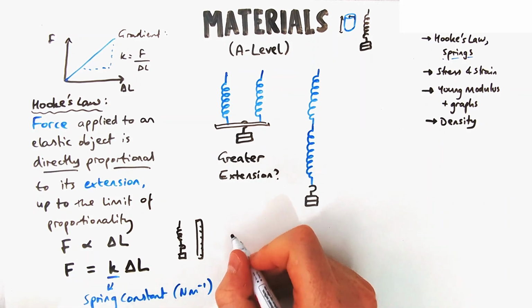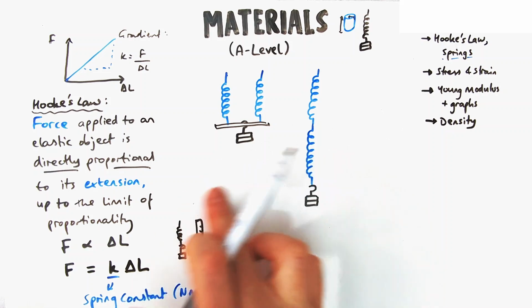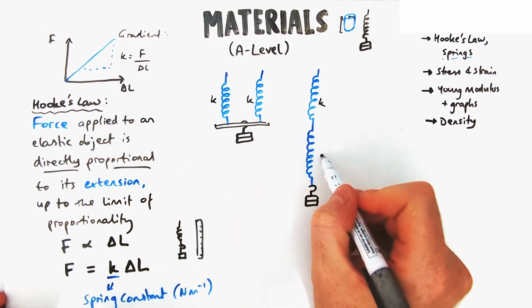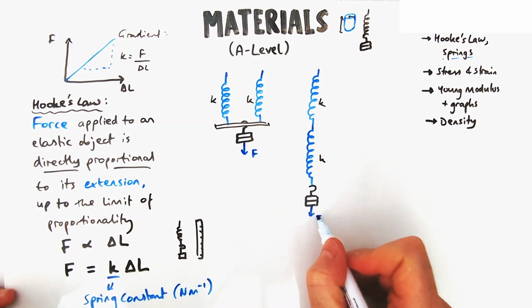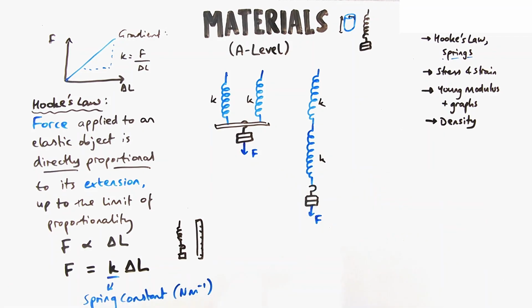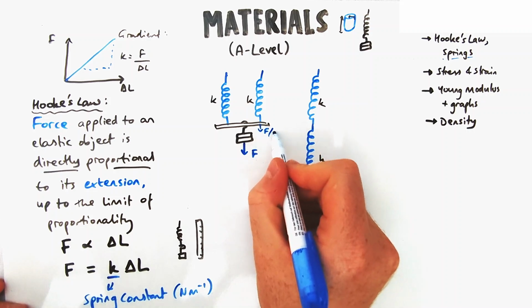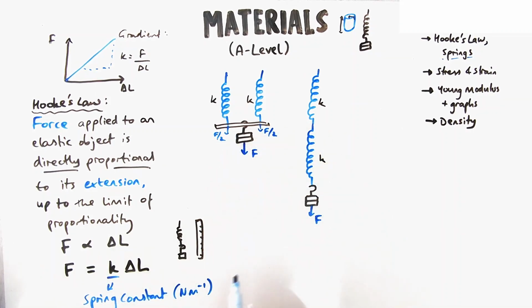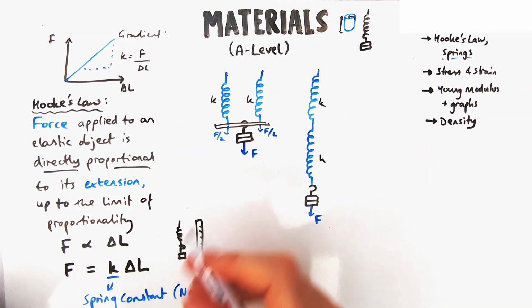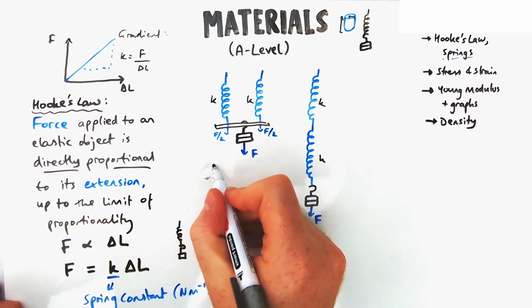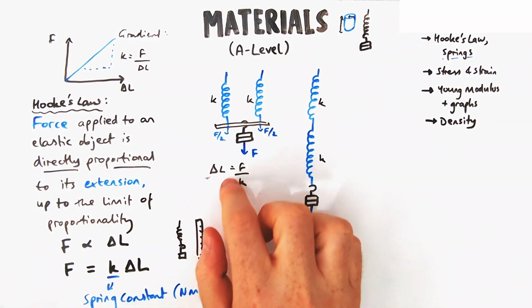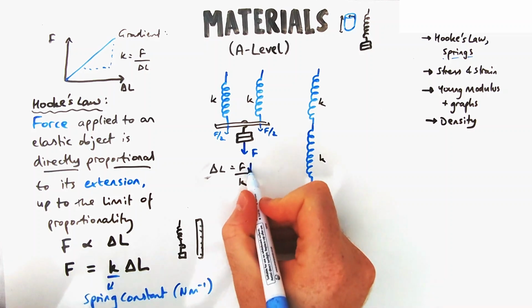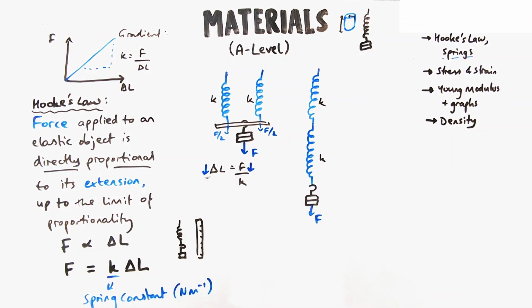Let's have a look at these different arrangements of springs and see if we can figure out which one has a greater extension. Now all the springs here have the same spring constant K, and both arrangements have the same force acting downwards. So to work out the extension, I need to know about the force. For our first arrangement, next to each other, the force is split evenly between the two springs, meaning each one experiences F/2. The spring constant is the same for both, but the force is going to be lower, meaning there's a lower extension for that arrangement.